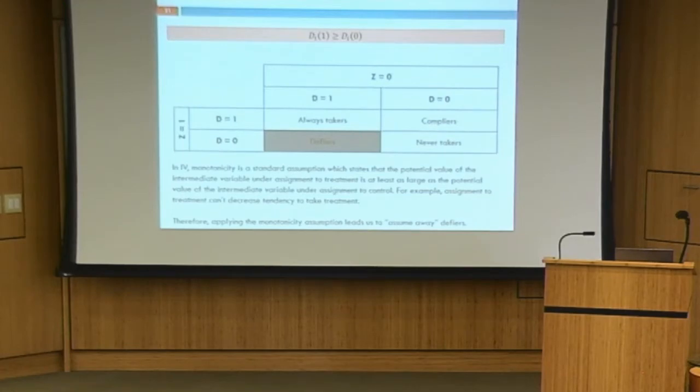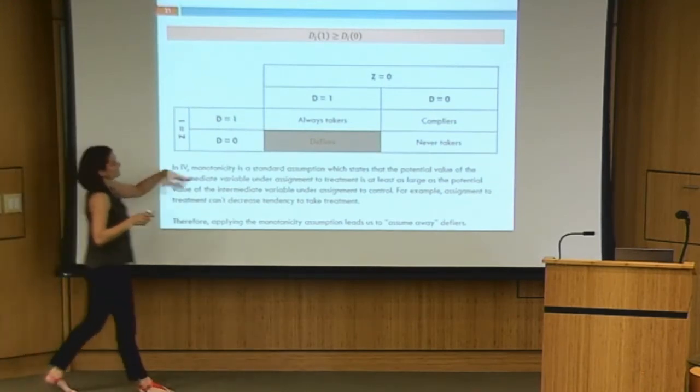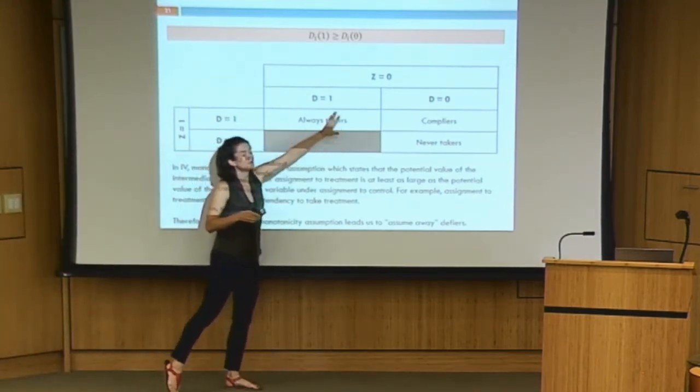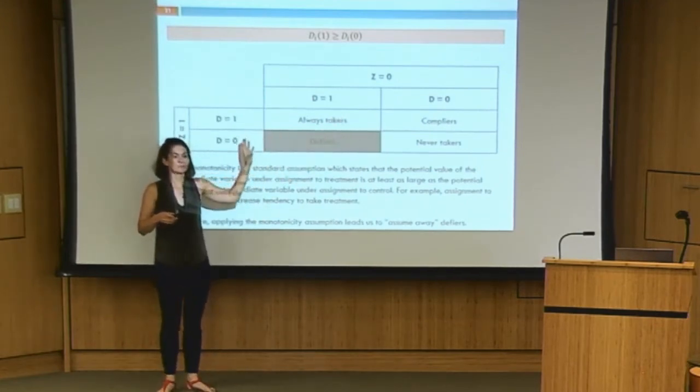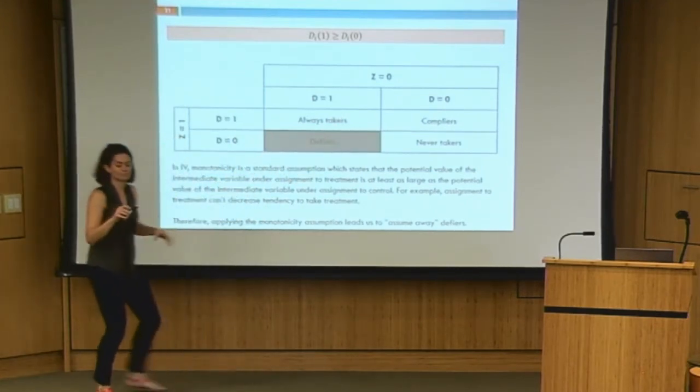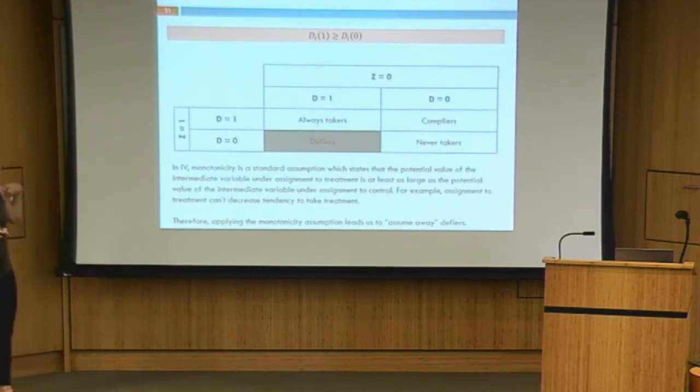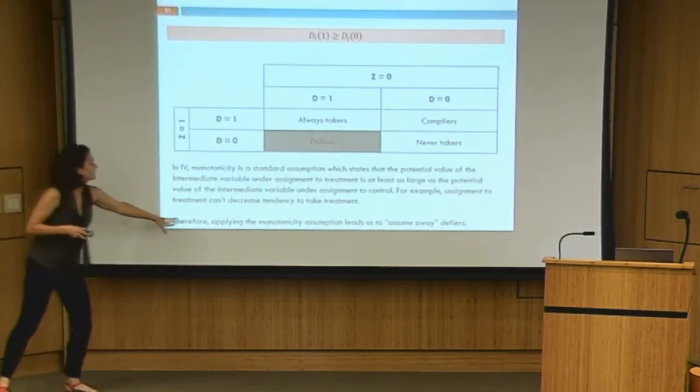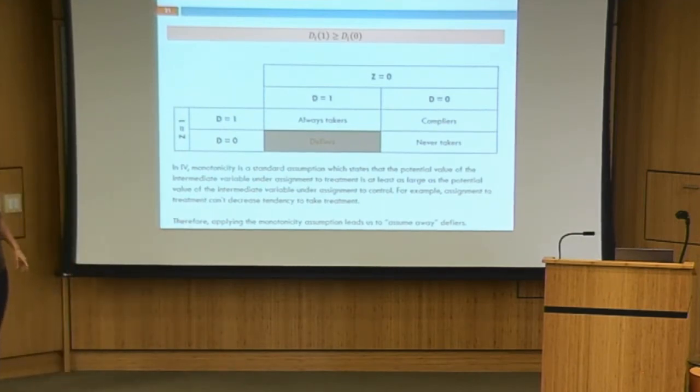There are a few other flavors of assumptions like this that you can apply to get rid of some of the groups. But it's always going to be beneficial to eliminate as many possible groups as you can. Okay, so here we've gotten rid of the defiers. So we've assumed them away with a monotonicity assumption.